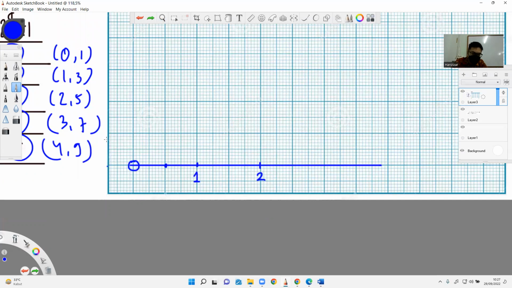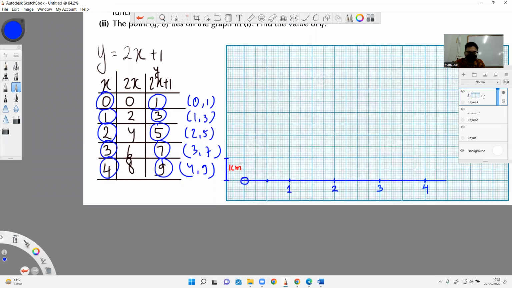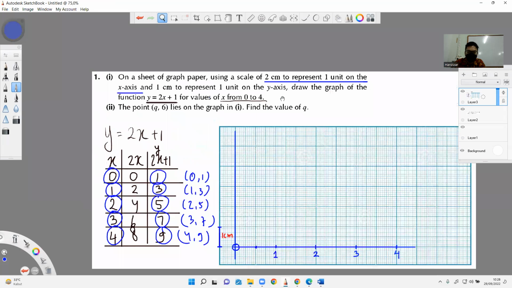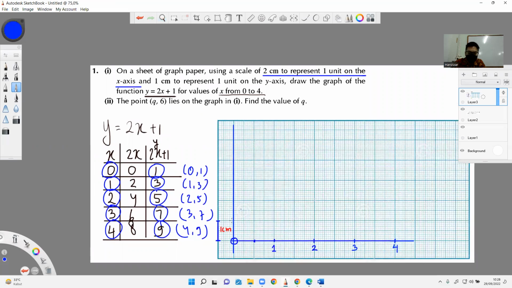Okay, I give you the scaling. This is 1 cm. Okay, use the red color. 1 cm. And then 3. And then next 4. You don't have to go further. Why? Because we start from 0 until 4, right? And then the y. Let's see. How about the y? 1 cm represents 1 unit. Okay, I think I don't have enough space. 1, 2, 3, 4, 5, 6. We have until 9.